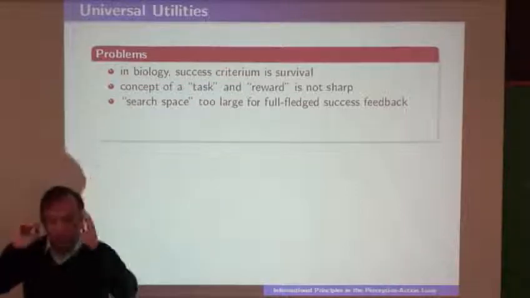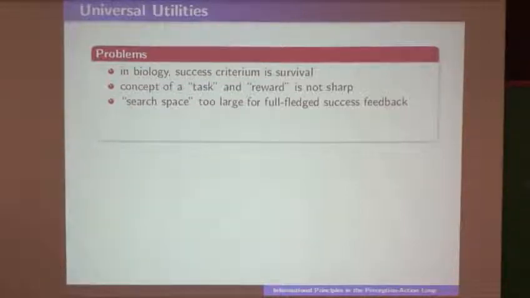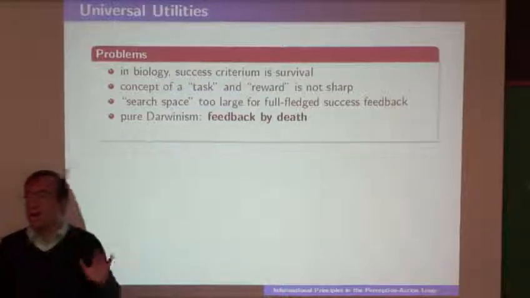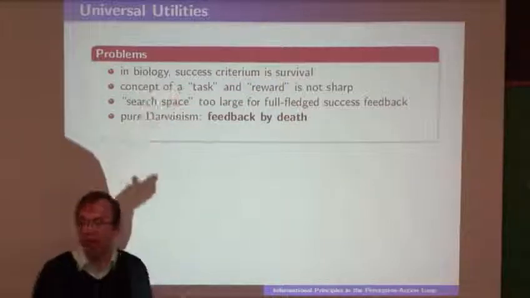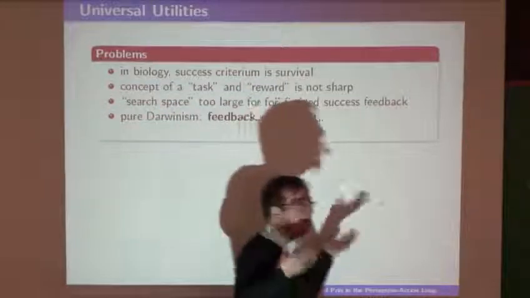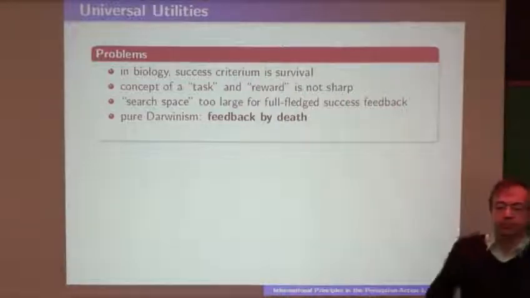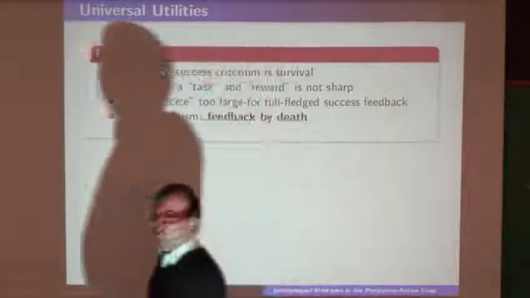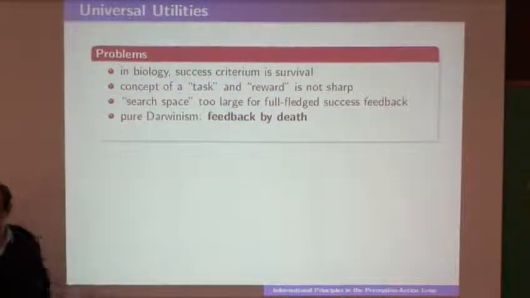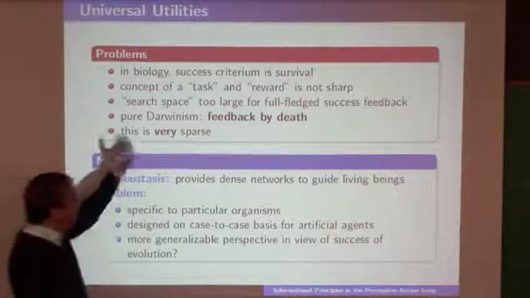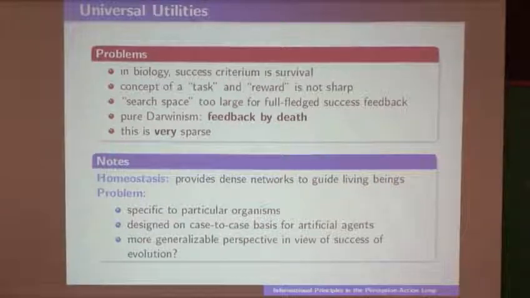If you ever evolve really complicated behaviors, you get humbled. Unless you really know what you're doing and how to design your system, it's really difficult. So I always like to say pure Darwinism, or naive Darwinism, is feedback by death. It's like having students studying, they don't get any feedback, then they have a final exam, and fail. Good, very informative. Good university, good selection rates. This is not really helpful. And because it's so sparse, the question is, how do we do better?